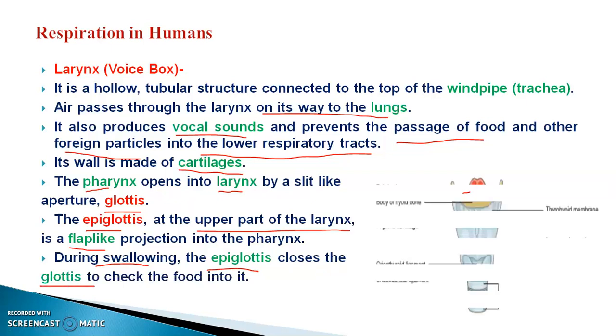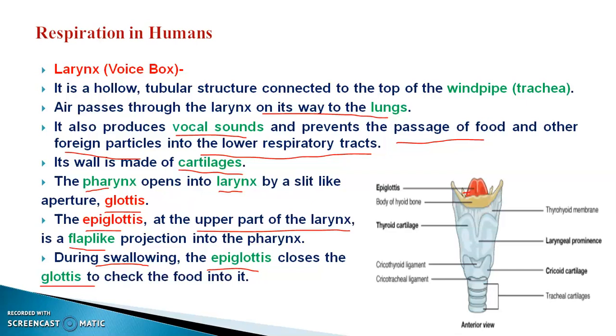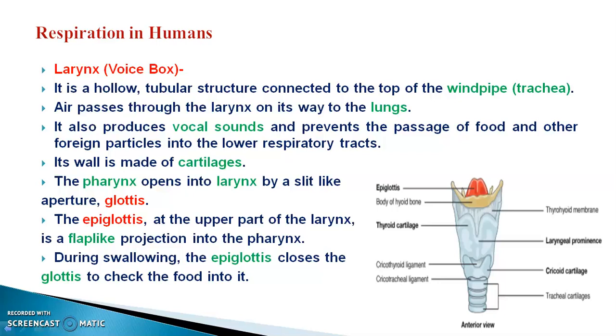Now in this diagram you can see the structure of the larynx. So in this larynx diagram, you can see the epiglottis. So this is the epiglottis. You can also see the posterior end where it is connected with the trachea.